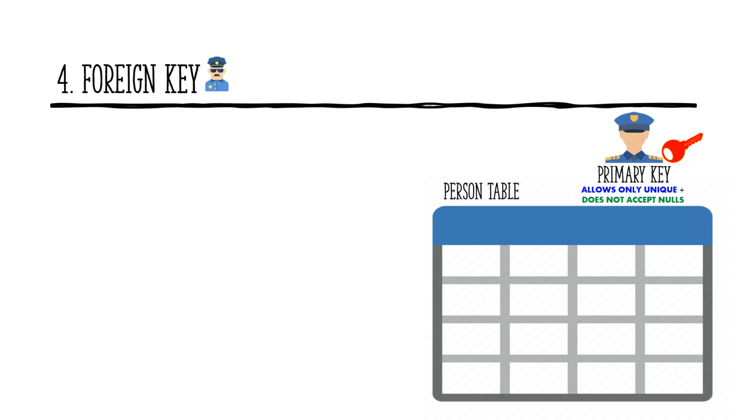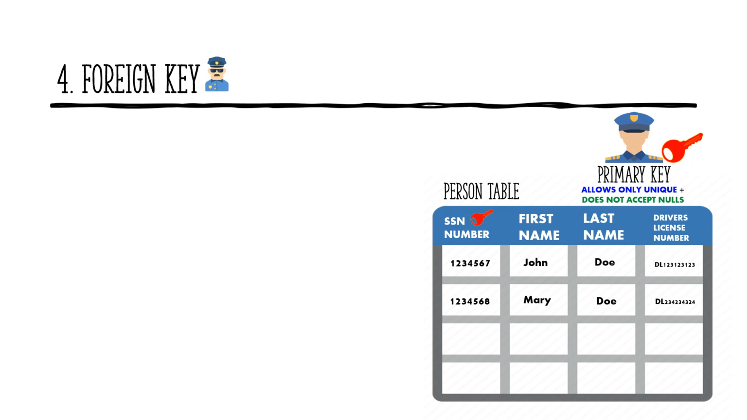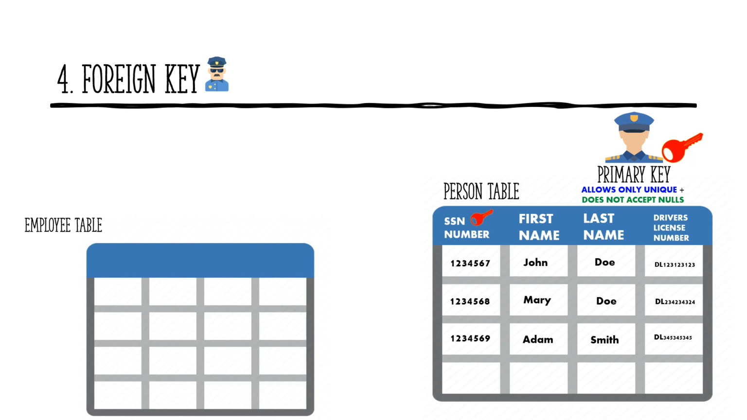And here we have a table, which is the person table with our SSN number as the primary key, first name, last name, and driver's license number. We have sample rows in it. Now I would like to create an employee table with employee ID, first name, last name, and an SSN number. Before I enter data into the employee table, I want to make sure that the SSN number I have here is correct. What do I do? I would refer to the person table, which has the primary key as the SSN number.